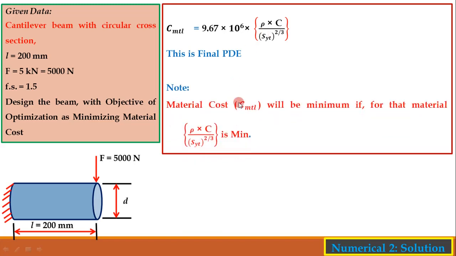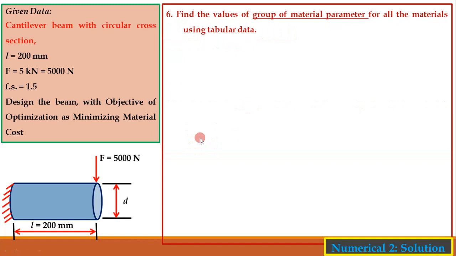Note that material cost C for a fixed material will be minimum if, for that material, the group of parameter is minimum. So this is the final PDE. Now in step number 6, find the values of group of material parameter for all the materials using tabular data.